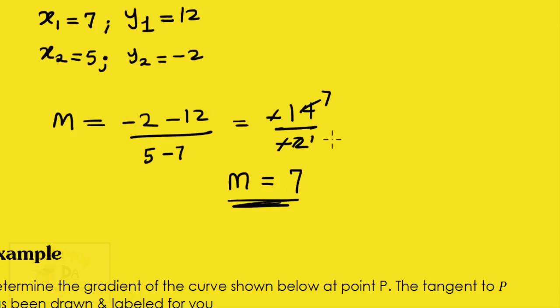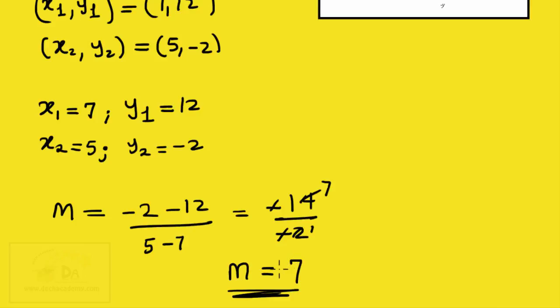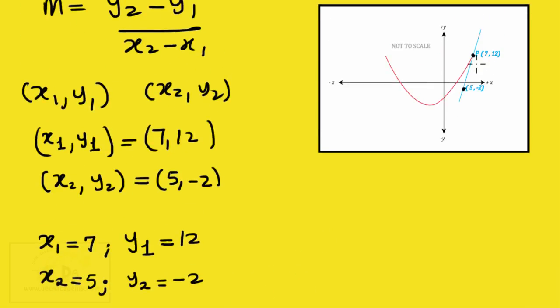And if you notice, this gradient has a positive value, 7. 7 is the same thing as plus 7. And if you look at the line, you can tell by inspection that it should have a positive slope. So our answer is consistent with what the line looks like.